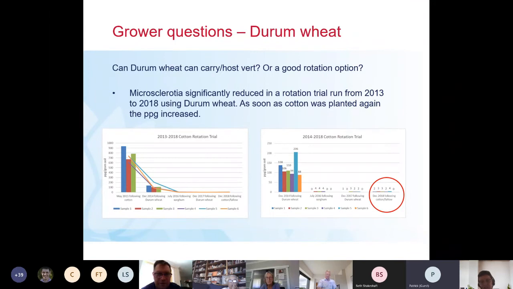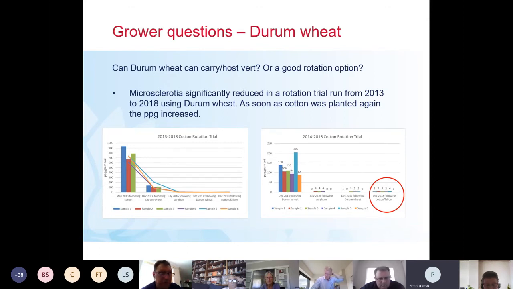Yes, it is a very good rotation, in my opinion. I did some work from 2013 to 18 looking at cotton rotation trials, including durum wheat. So if you look at the graph on the left-hand side, these are 6 GPS sites that we went to every single year.